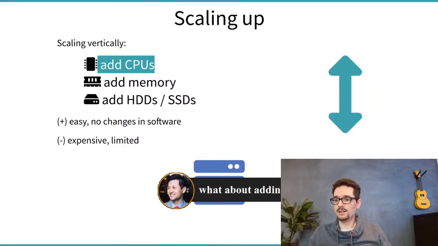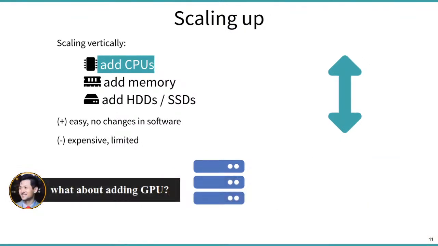What about adding a GPU? Yes, you are right. That's also scaling up. As I said, depending on the algorithm, I'm a database person, and currently in databases, GPUs are not so important yet. It is starting right now that GPUs are used for machine learning within databases, but you are absolutely right. When you use MapReduce or Spark or machine learning algorithms, you can improve them by adding GPUs to your cluster. So I should add this here, of course.